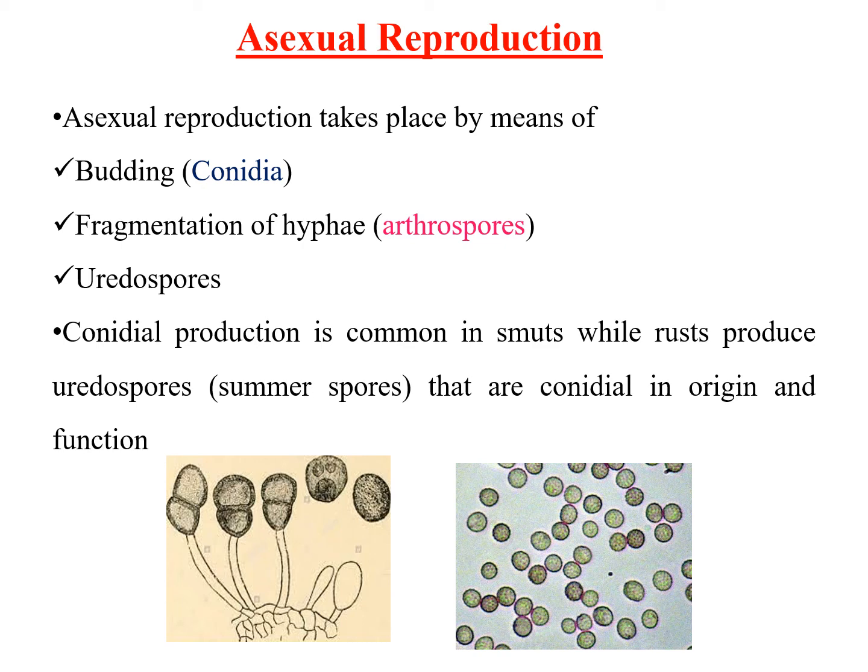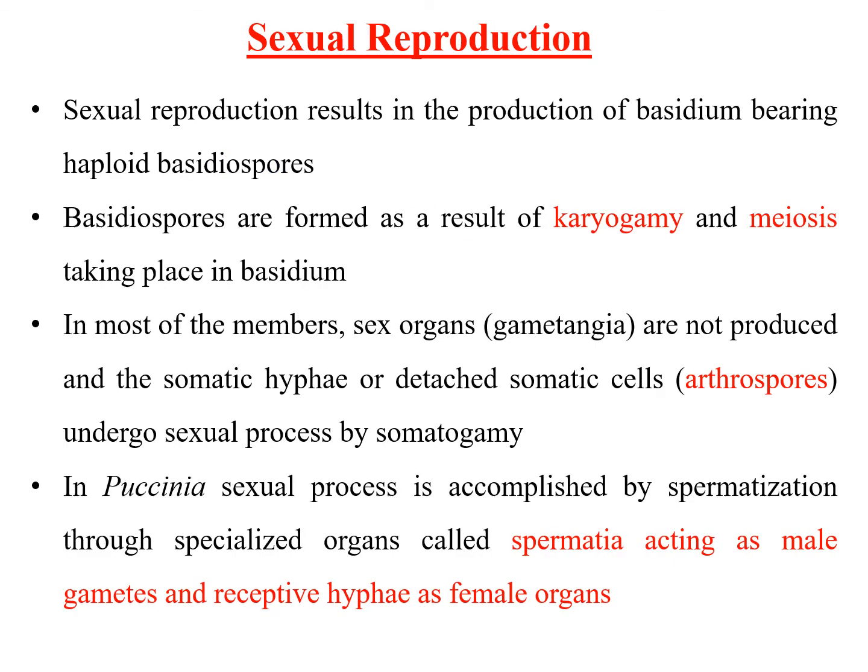This is the asexual reproduction. Coming to the sexual reproduction, how does it take place in the Basidiomycota? It results in the production of basidium bearing haploid basidiospores. Basidiospores are nothing but sexual spores.